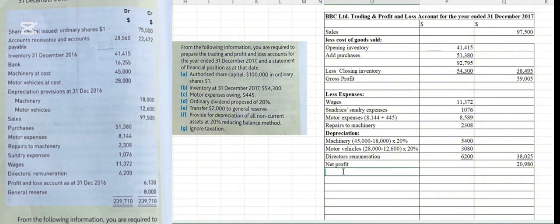So we're going to put add retained profit brought forward from last year, $6,138. We're going to add that to the net profit, and we would arrive at $27,118.